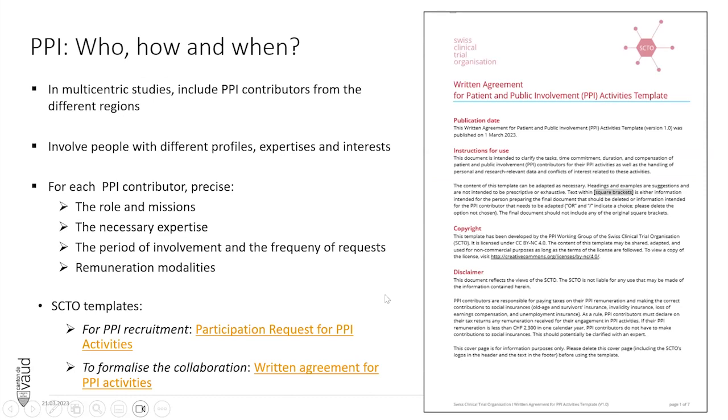Regarding the who, if you have multicentric studies, you have to think about including PPI contributors from the different regions included in the project, both German and French-speaking people, or Italian people also. You really have to include this in your recruitment. Involve people with different profiles, expertise, and interests in order to have diversity. For each PPI contributor, you should specify the role and missions, the necessary expertise, the period of involvement, the frequency of requests, and also the remuneration modalities. Those different details have to be settled to recruit those PPI contributors.